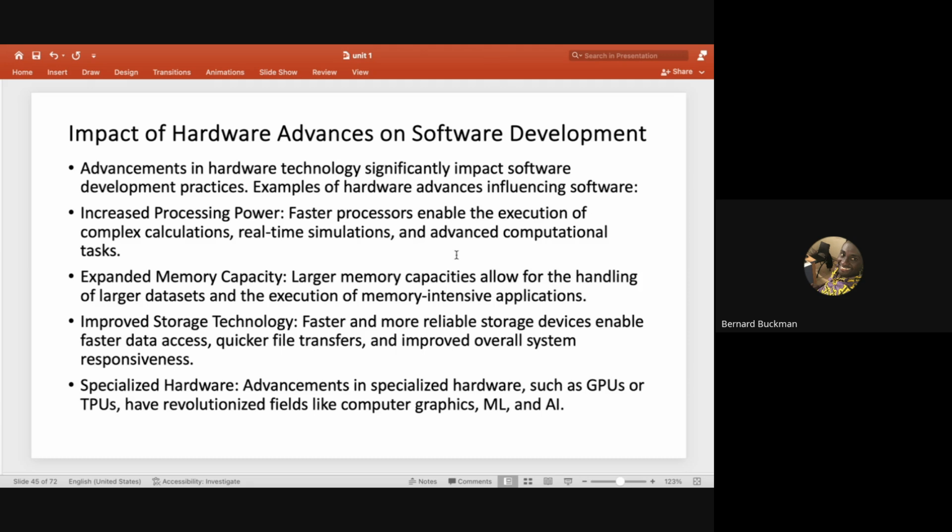Now, the next section helps us to look at the impact of hardware advances. How has improvement in the hardware affected the software? For example, the more we have advanced in the hardware, the more the software has also improved.